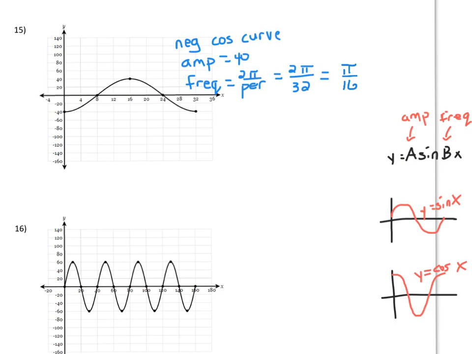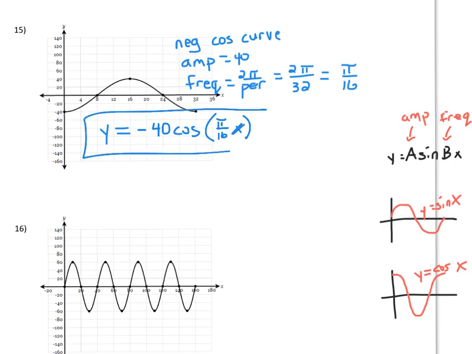Okay, so then our equation, we don't want to forget about that, would be y equals, so we have a negative curve, so it's going to be negative 40 times cosine of, and let's put the frequency, which is pi over 16, in front of the x. So there is our equation.